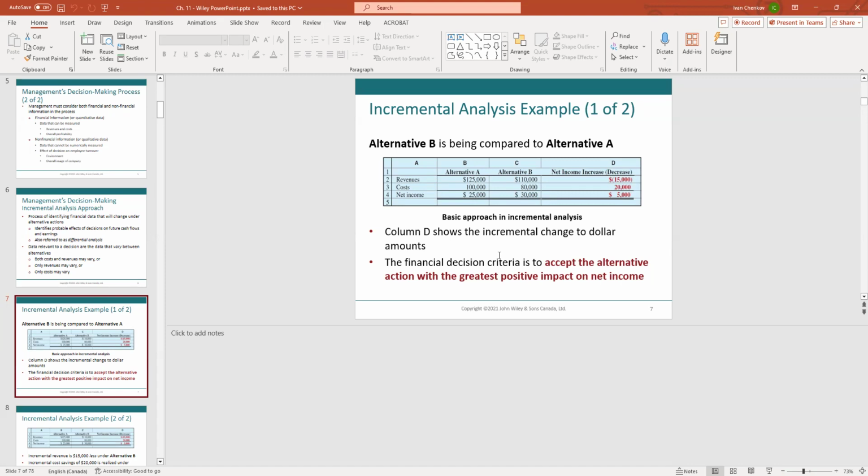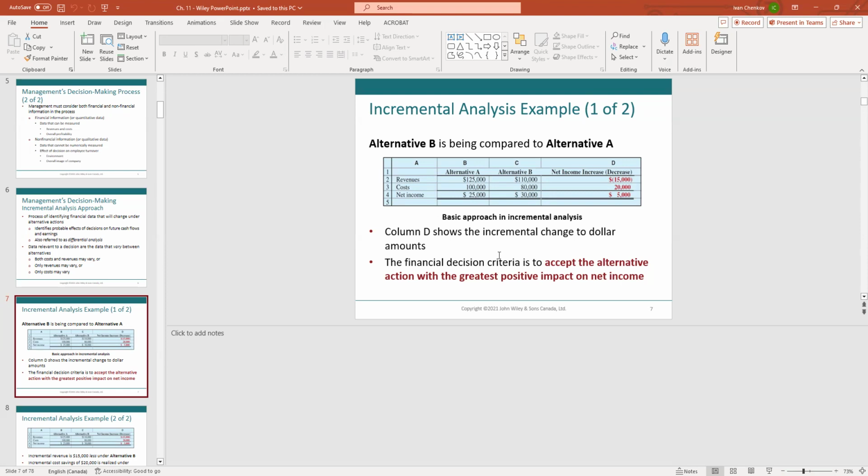So if we decide on alternative B, then our revenue is going to decrease, right? Alternative B gives us less revenue, it is going to decrease by 15,000. But cost is also going to reduce by 20,000. So you're going to generate 5,000 income.